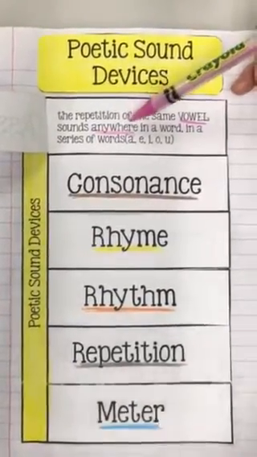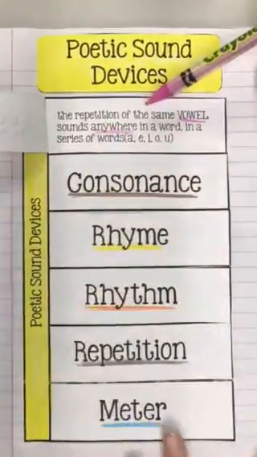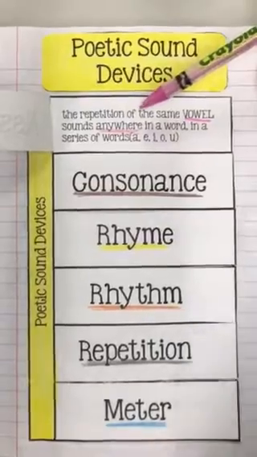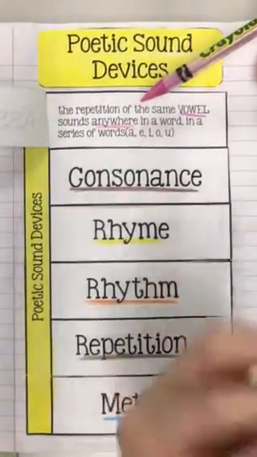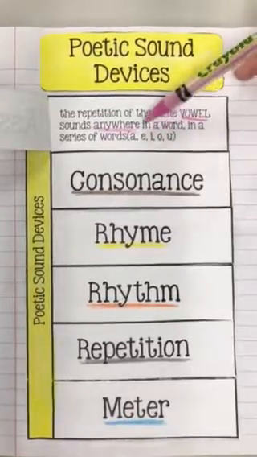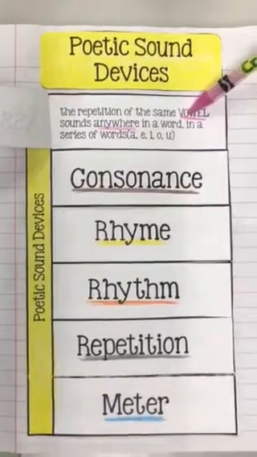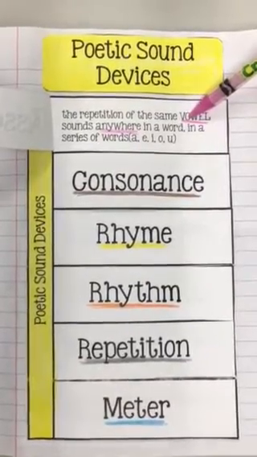But what we're looking at here is not how a word is spelled, but how it sounds. These are all about sound. So we're looking for, in a word, a vowel sound that is repeated. And you'll get some chances to look at some examples during stations. But this is when vowel sounds anywhere in a word are repeated.